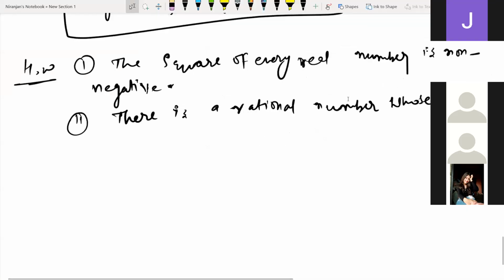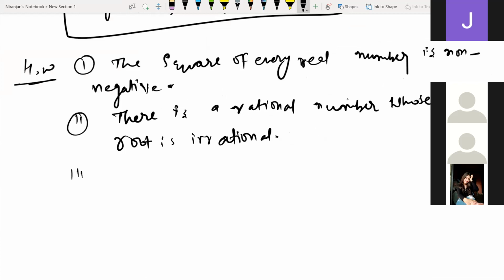Yeah. So there is a rational number whose square root is irrational. Can anyone tell me what is the statement of limit of a function? Anyone? So can you repeat? What is the statement of limit of a function?